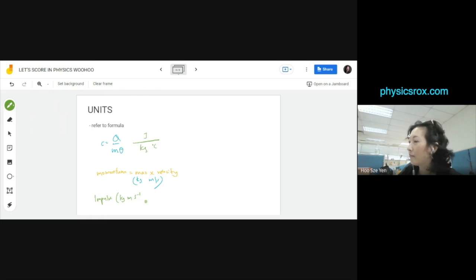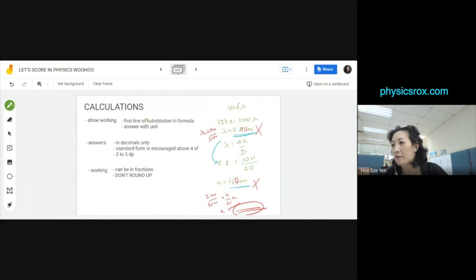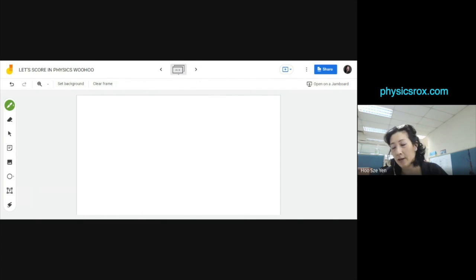What's another unit, in case it comes out in a question? Never mind, it's Newton second, right? Because impulse is impulsive force times time, so Newton times second. That's how you figure it out. So if you blank, and the teacher says you can't get marks without the unit, you get stuck, you figure out units this way. Any questions up to this point?